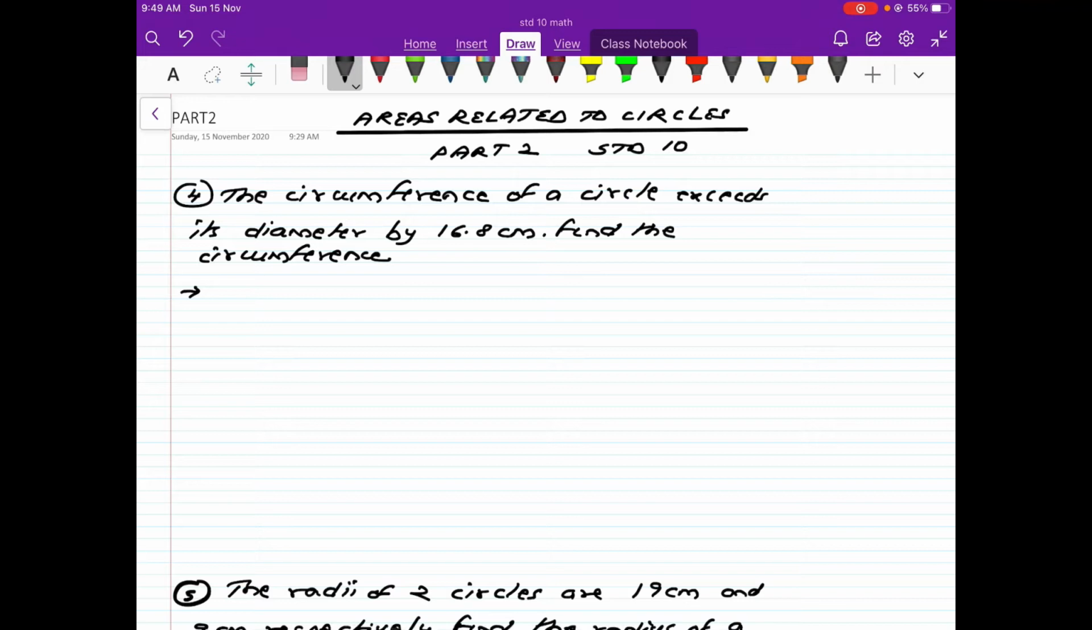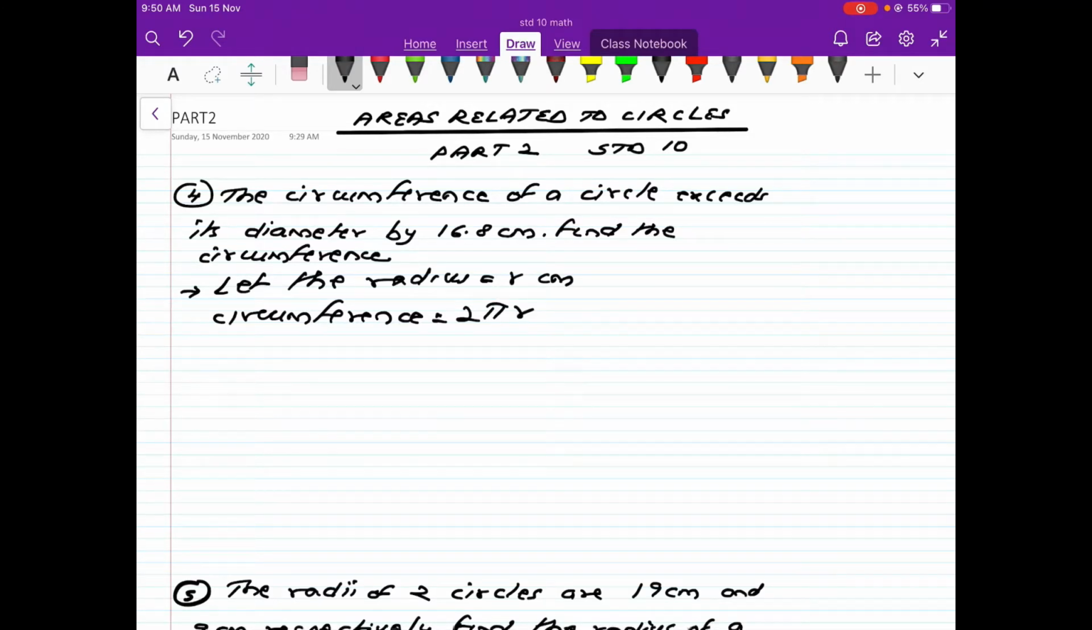The circumference of a circle exceeds its diameter by 16.8 centimeters. We have to find the circumference. So we will start with this. Let the radius be r centimeters. So the circumference is given by 2 pi r, but what is given?